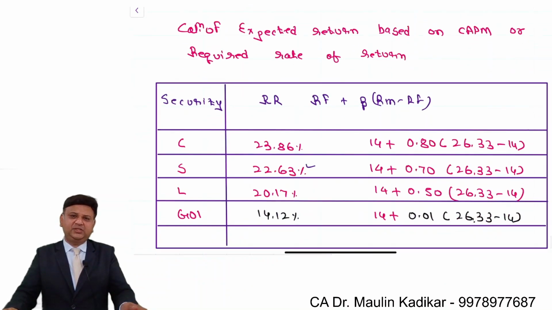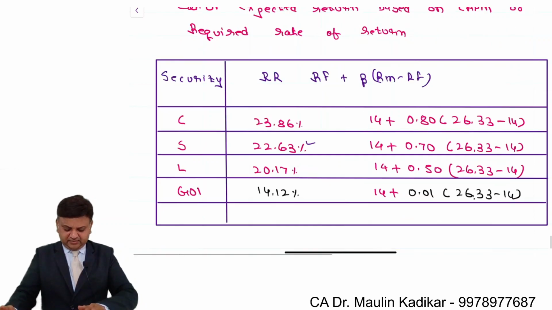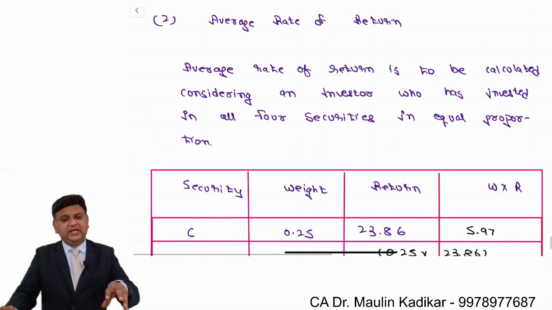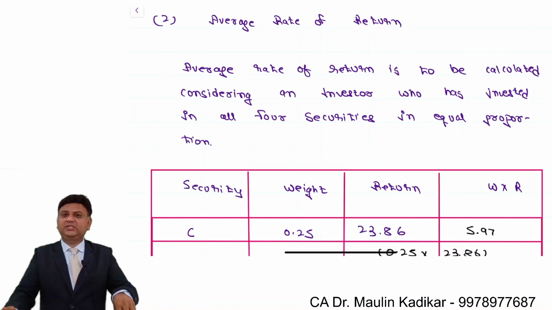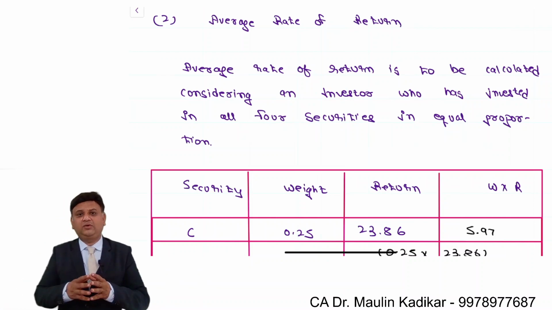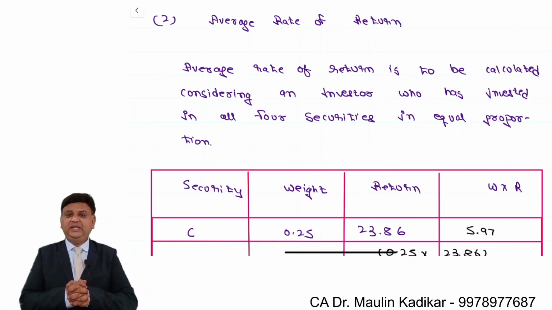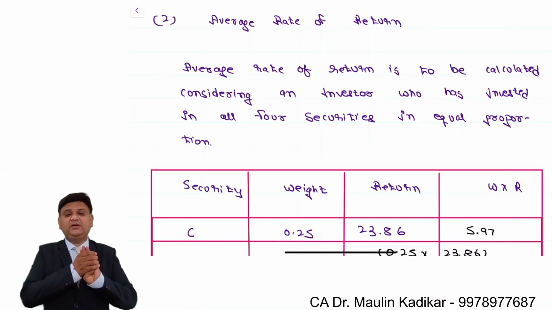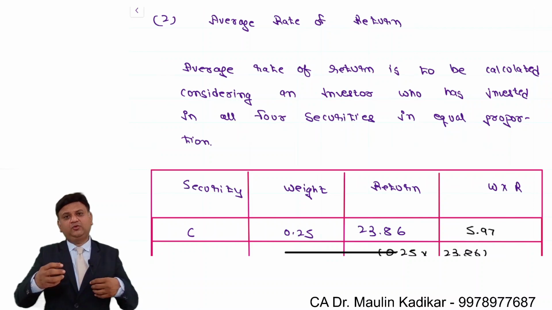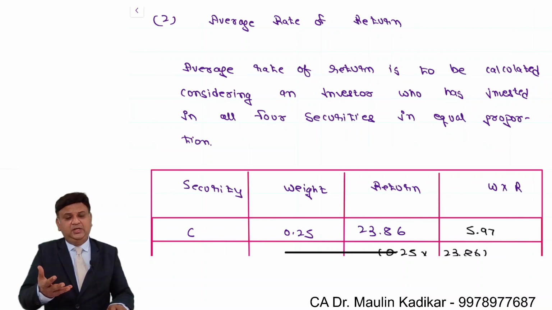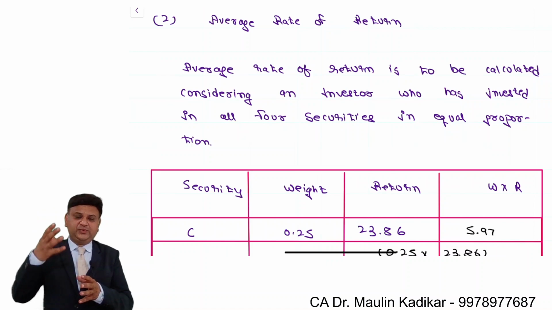Then the expected return based on CAPM, or the required rate of return, for the individual security, we'll apply the simple formula. RF is given, RM is given, the beta is there, everything is there. In the second part of the question, dear students, the important thing is that you are required to compute the average rate of return, means return of a portfolio consisting of these four securities held in equal proportion. Further, we have to understand that the second part of the question has to be answered in continuation of the first part.